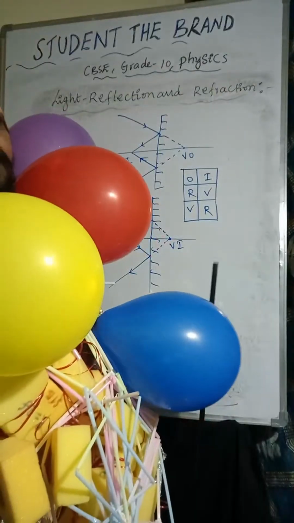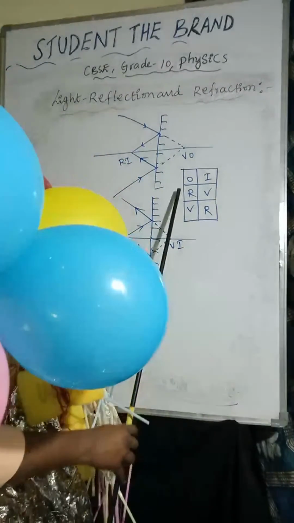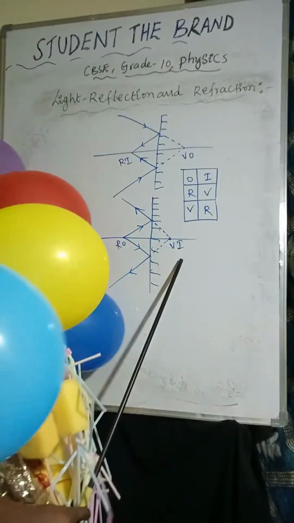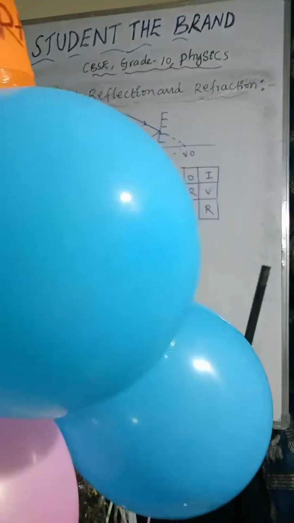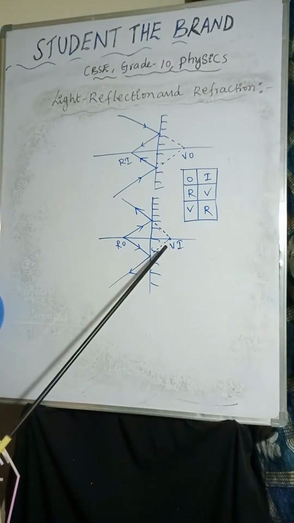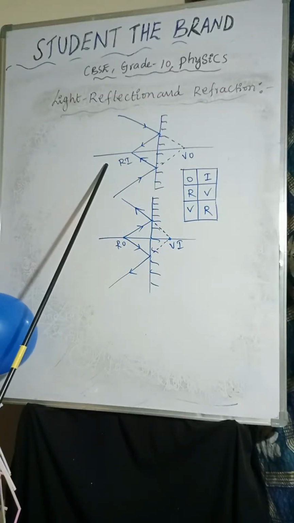So you can observe here in this case, object is real, image is virtual, object is virtual, image is real, and vice versa.